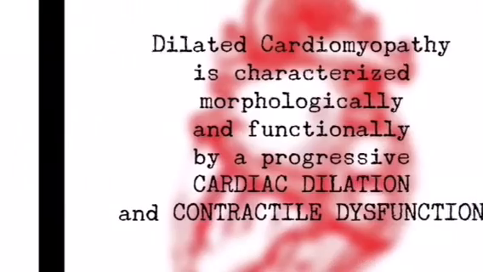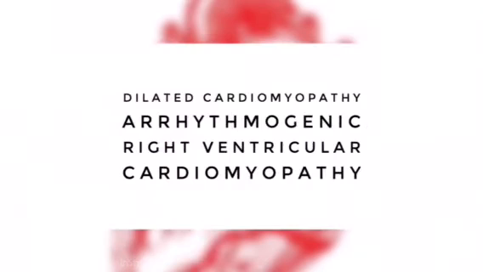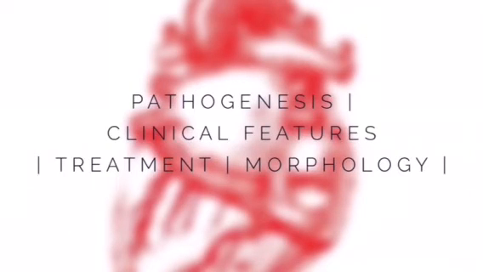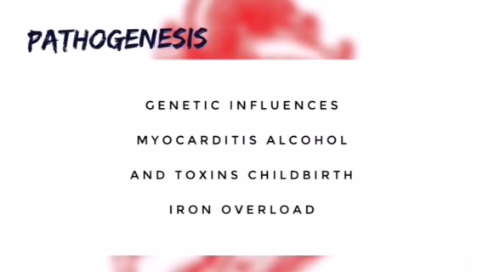So what is dilated cardiomyopathy? First you should write the definition: progressive cardiac dilation and contractile dysfunction, both morphologically and functionally. You have to write the definition in detail, it is very important. Second, you have to write the connection, that arrhythmogenic right ventricular cardiomyopathy is included in dilated cardiomyopathy. And these topics, pathogenesis, clinical features, treatment, and morphology, you should write in detail.